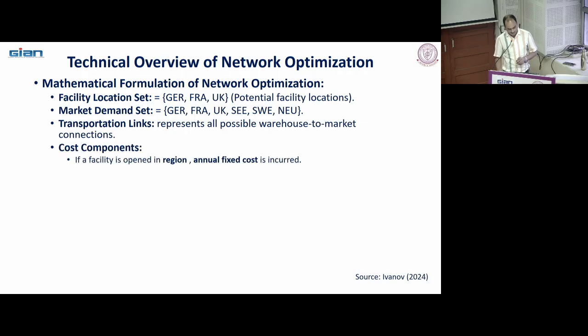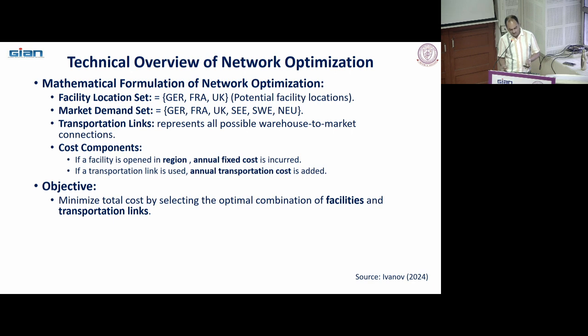What are the cost components? When you open a facility, the location cost is there: if it is opened in a region, an annual fixed cost is incurred. Then annual transportation cost: once you make the products in that factory, you need to move those products to the distribution center, warehouse, customers. So that transportation cost will come there. So the objective is to minimize this total cost, okay, by selecting the optimal combination of facilities and transportation links.